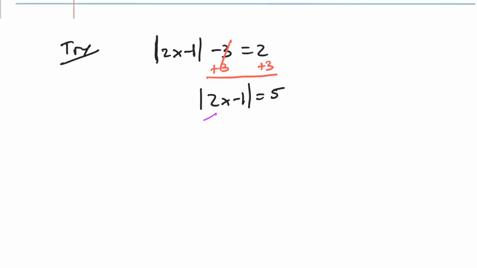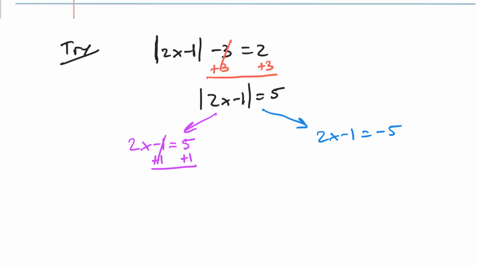Positive case, don't change a thing. 2x minus 1 equals 5. Negative case, just change that right-hand side. 2x minus 1 equals -5. And then solve each equation separately. So let's go and add 1.